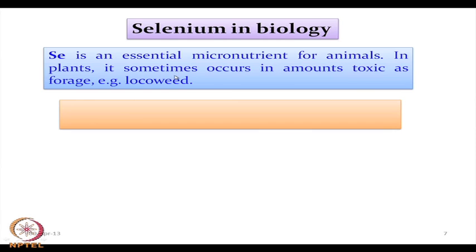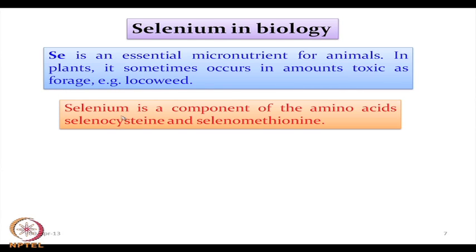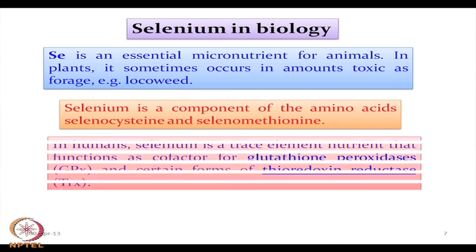In some plants it occurs in amounts which are toxic, as in forage or locoweed, but it is a very important component of the amino acids selenocysteine and selenomethionine. We know the cysteine molecule and the methionine molecule, and when they are attached to the selenium atom, we get the selenocysteine and the selenomethionine molecules.